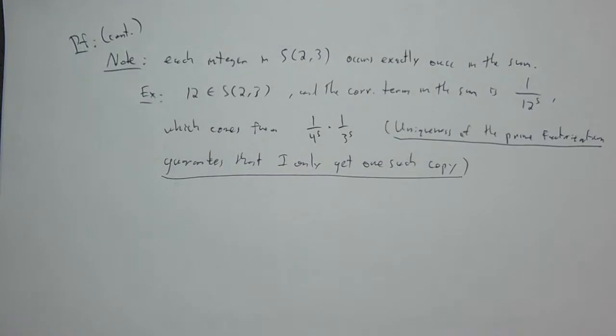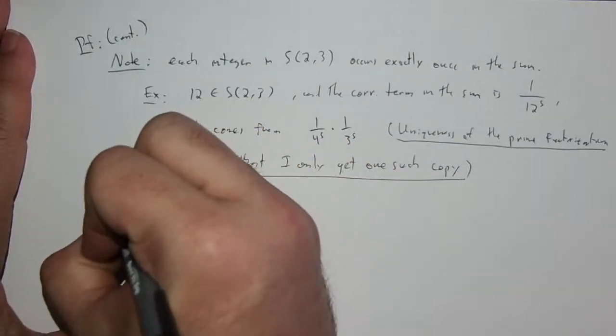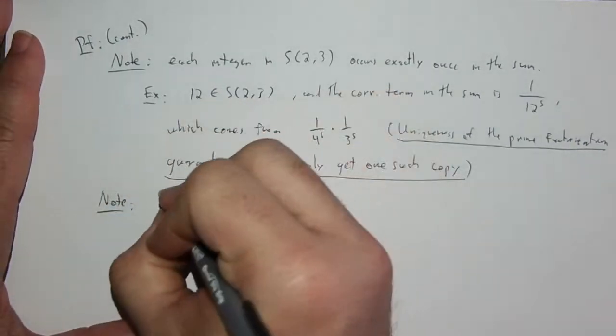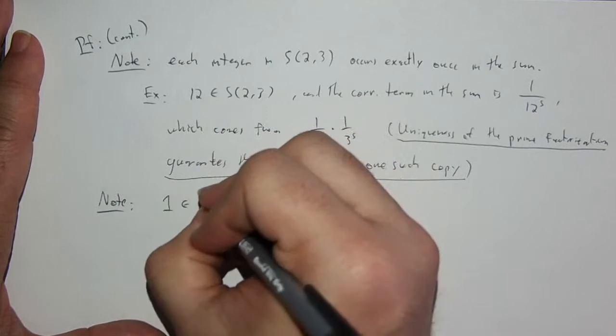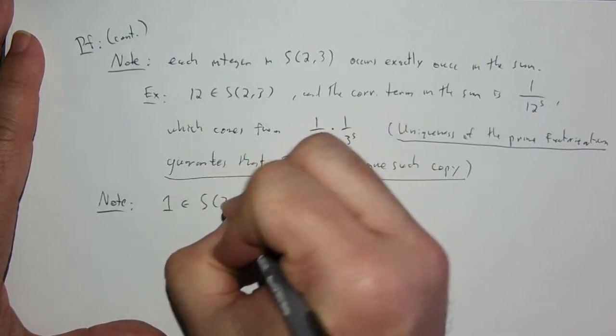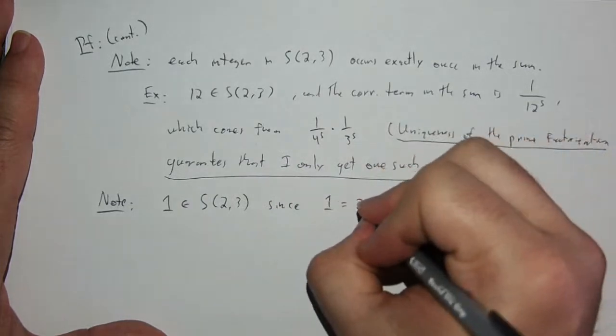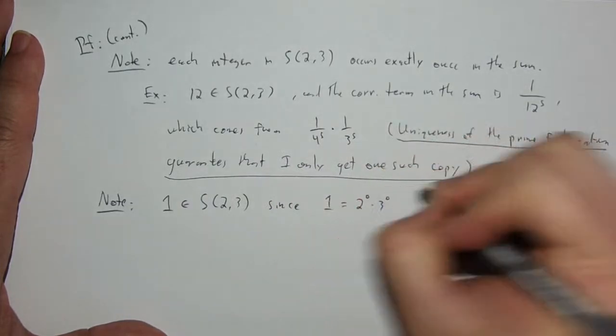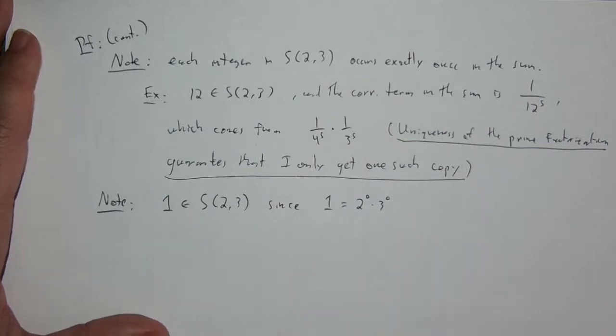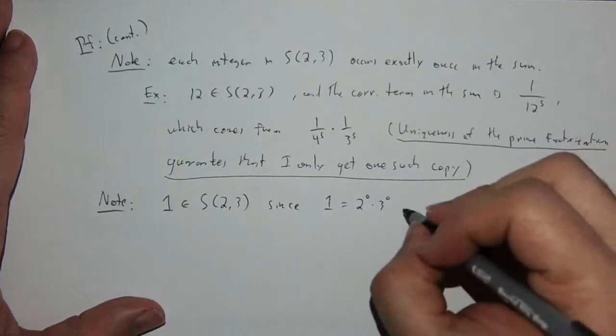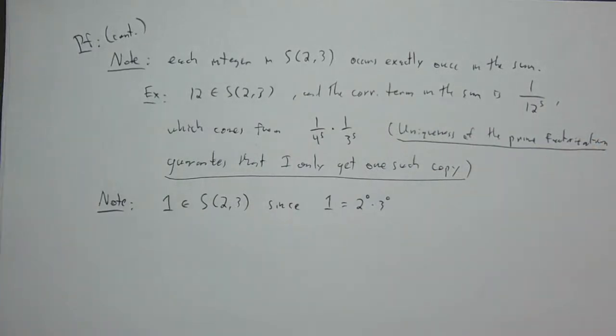Note also, 1 is in S of 2, 3, since trivially 1 is 2 to the 0 times 3 to the 0. So when I say powers of the primes 2 and 3, that's fine. We know that 1 is also included. This makes our notation slick.